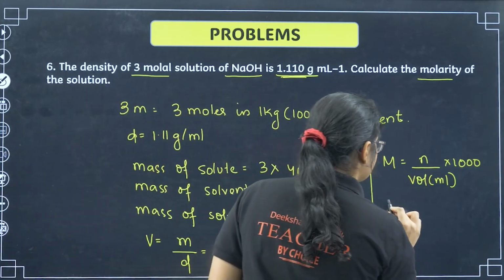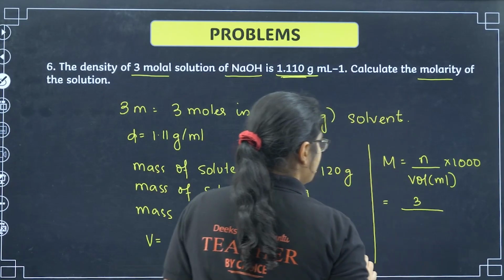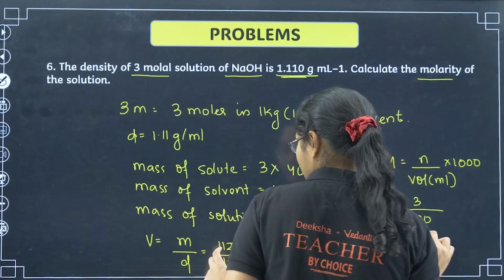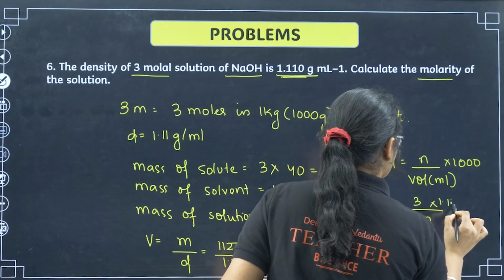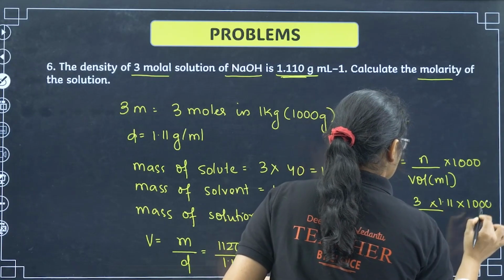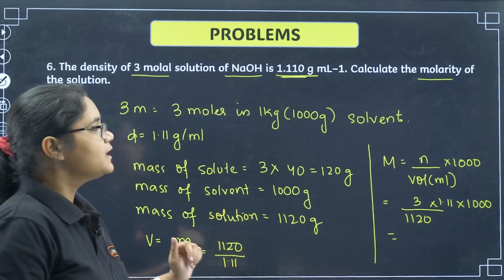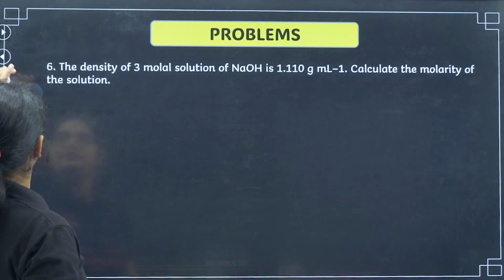If I substitute there, then I'll get the volume of the solution. So now let me substitute here, number of moles is 3, then volume is 1120 divided by 1.11, into 1000. Okay, so if you solve this, you can calculate molarity. Okay, let's see the solution now.